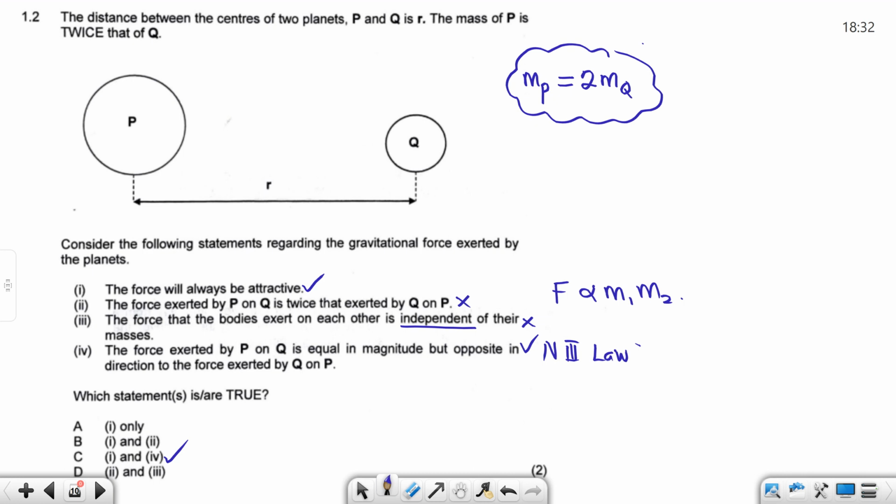And I hope you understood how I interpreted the law. All particles in the universe attract each other. That was my first one. With a force that is directly proportional to the product of the masses. That was why I was able to cancel out number 3. And inversely proportional to the square of the distance. However, if object A exerts a force on object B, object B will simultaneously exert a force on object A, which is equal in magnitude, opposite in direction.